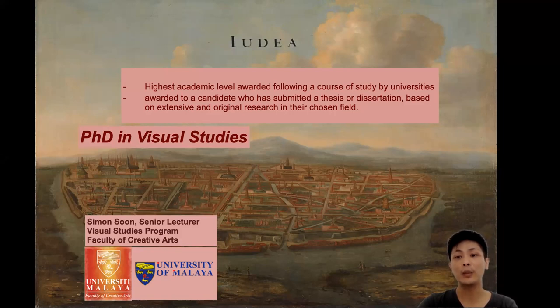So in this video, we will be focusing on our PhD program here in visual studies. So what is a PhD? Essentially, it is an academic degree. It is the highest academic level awarded following a course of study by universities to a student undertaking research work. But it's not any type of research work that you are awarded with a PhD. It is awarded to a candidate who has submitted a thesis or dissertation based on extensive and original research in their chosen field of study.